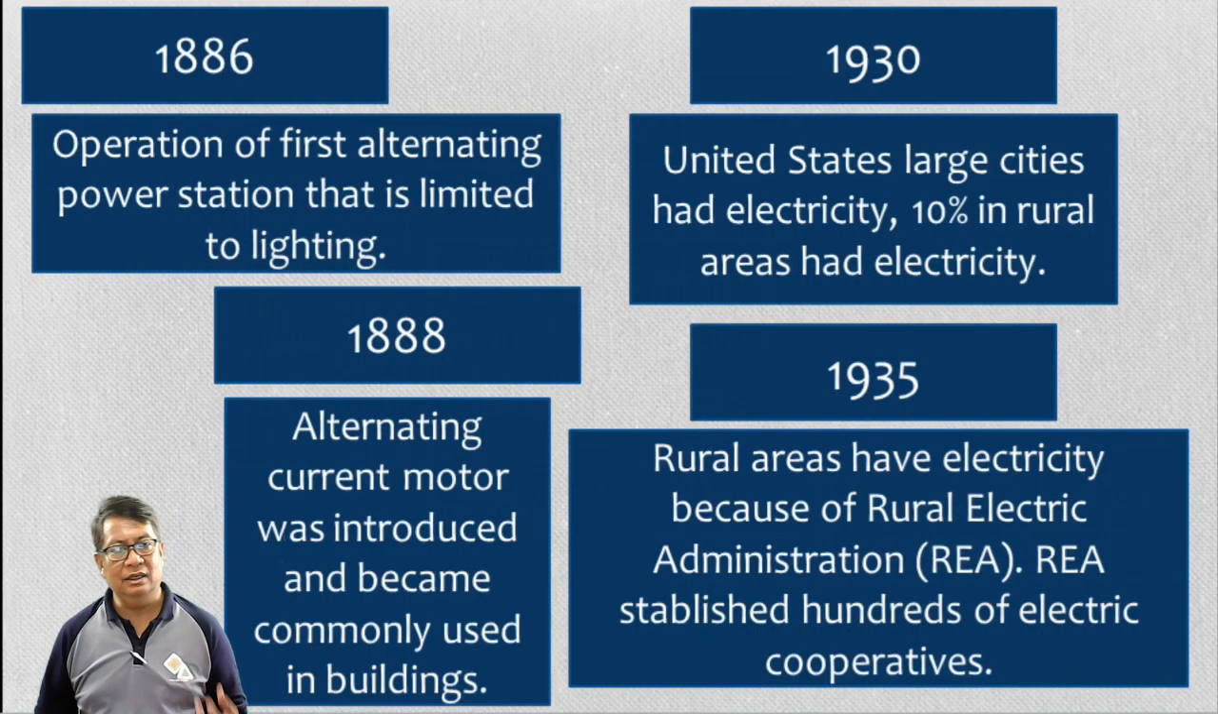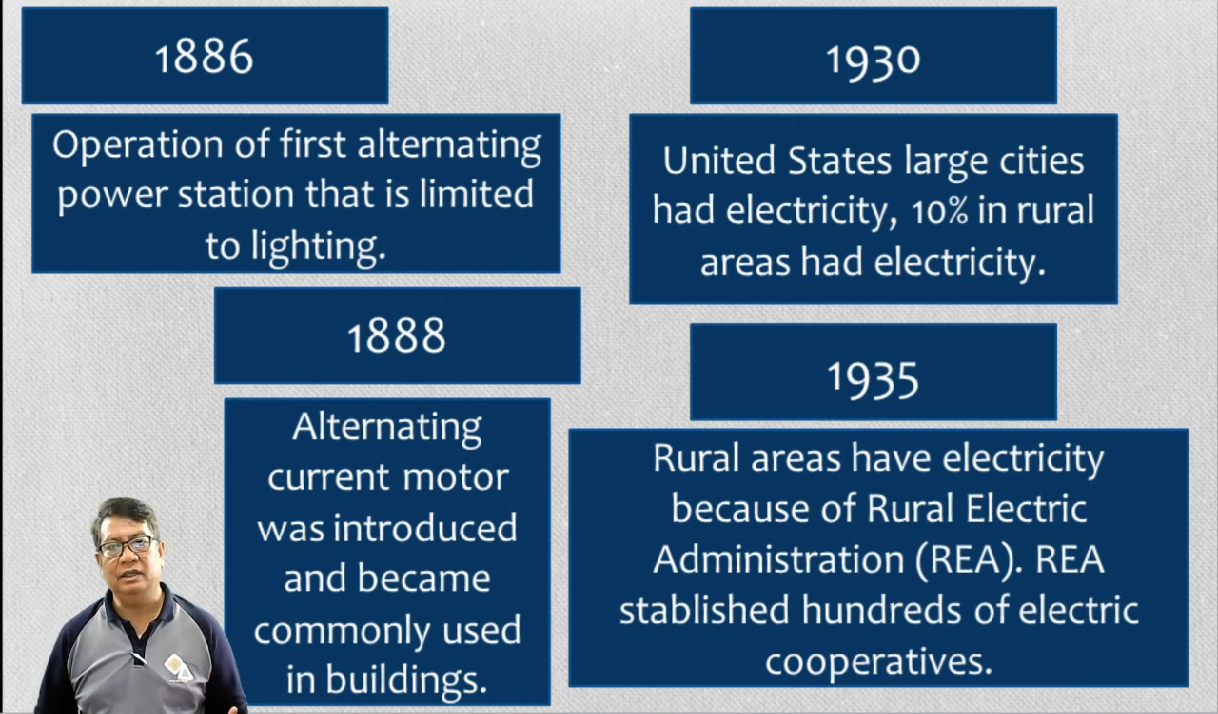So in 1886, just to continue, the operation of the first alternating power station, limited to lighting only. In 1888, the alternating current motor was introduced and became commonly used in buildings. So saan po ginagamit yung mga alternating current motors? Yun pong nasabi ko kanina, it was used to power the elevator, the escalator, and water pumps and other uses. Okay, so alternating current is widely used.